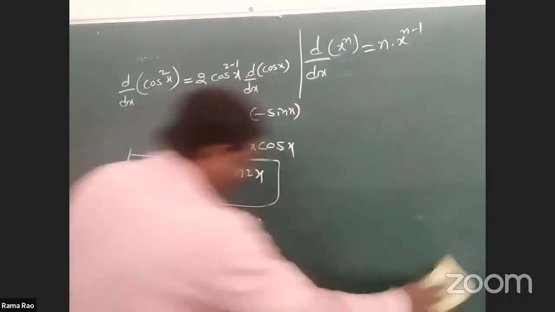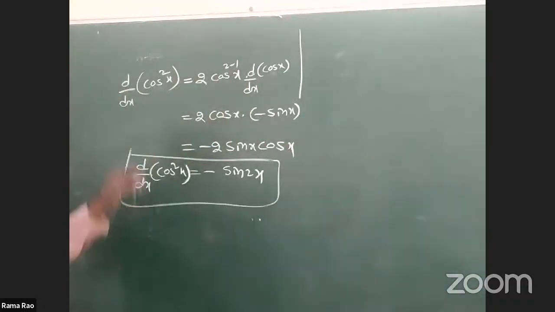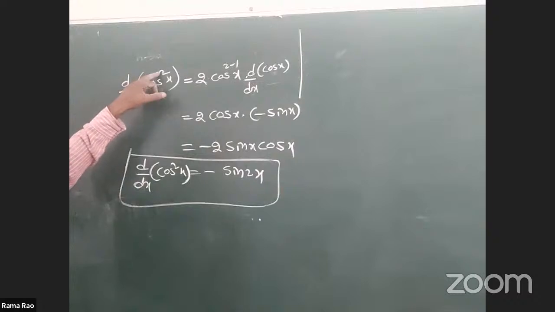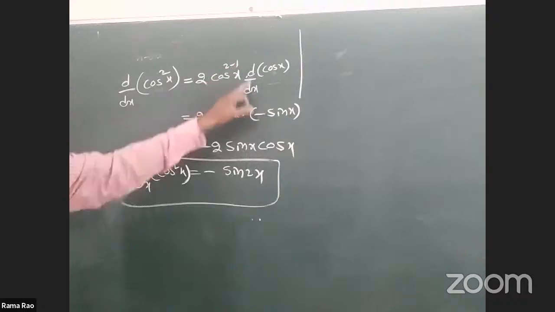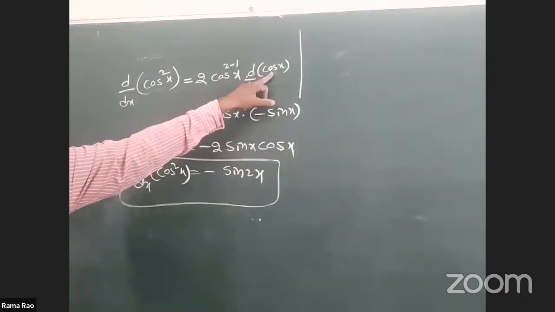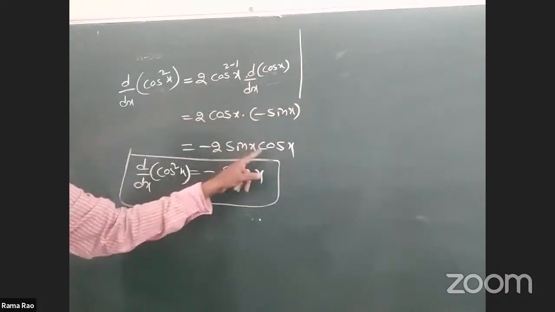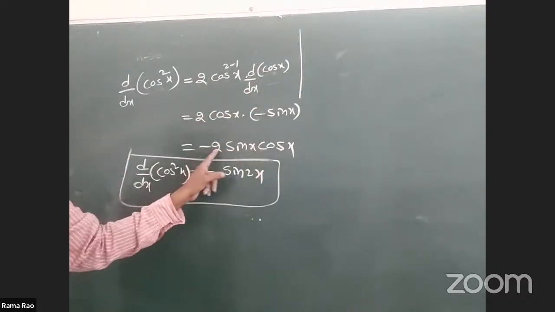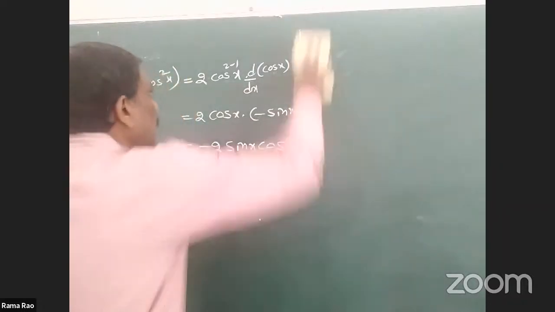Okay. Now the next problem is homework. This is in the form of x to the power of n: n into x to the power of n minus 1 into d by dx of cos x. 2 into cos x, the derivative of cos x is minus sin x. Minus 2 sin x cos x means minus sin 2x. Now, the next problem is homework. You see, this is also in the exercise, 98 second bit.